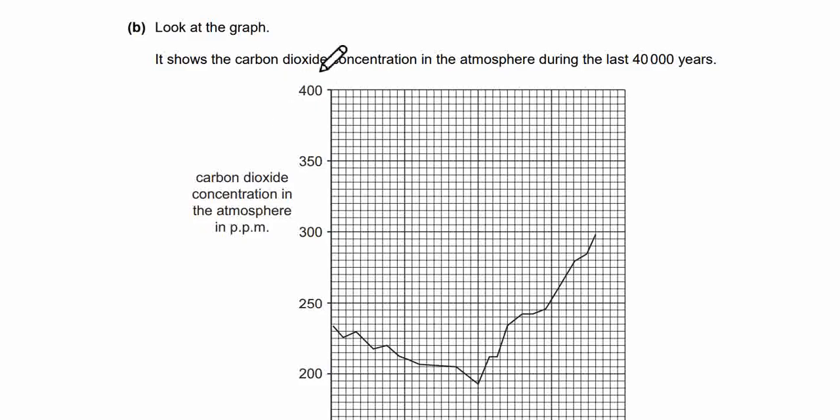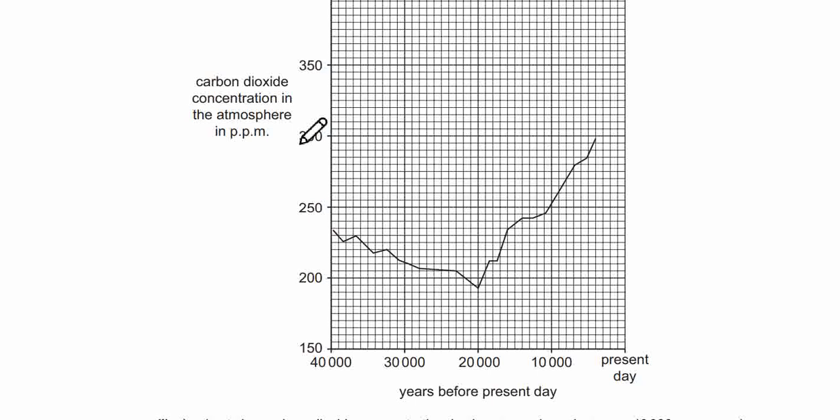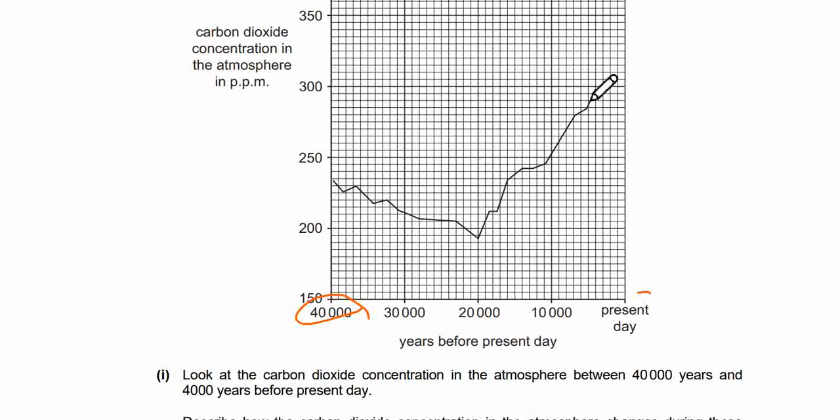Next, let's move on to question B. Look at the graph. It shows the carbon dioxide concentration in the atmosphere during the last 40,000 years. Now, this is in ppm, parts per million. Look at the carbon dioxide concentration in the atmosphere between 40,000 years and 4,000 years before present days. So 4,000 years before present day is somewhere here. This is 4,000 years before present days.